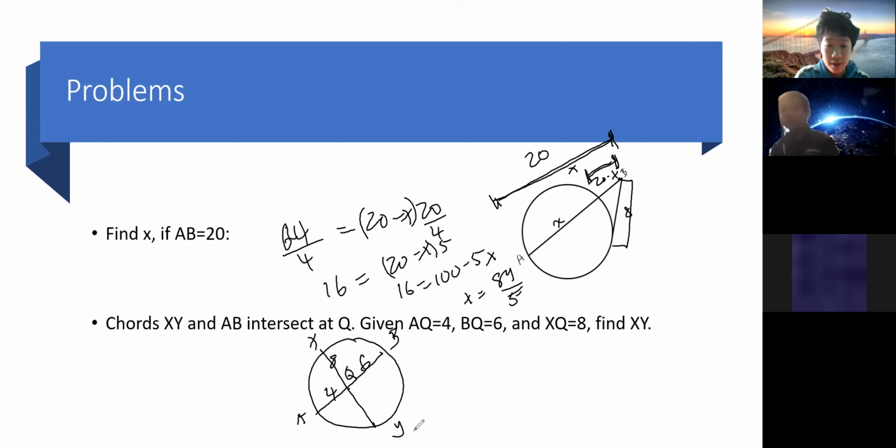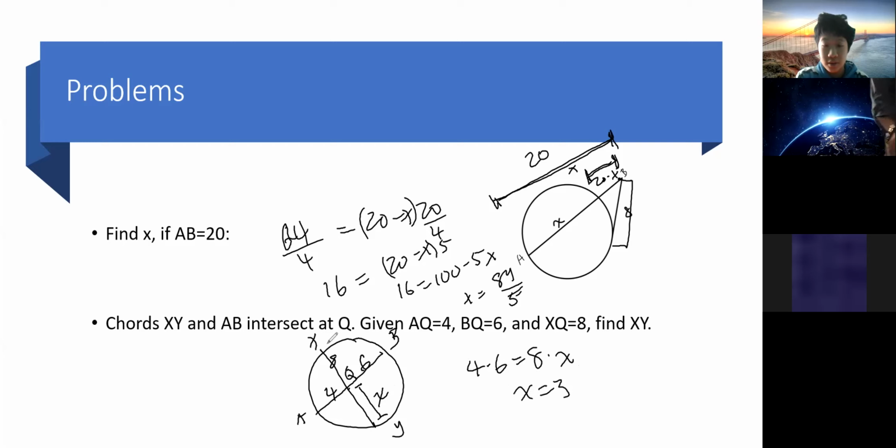So what is XY? Well, to find XY, we have to find QY, and then we just add that to 8. So what's QY? Well, we can use the power of a point formula for chords. 4 times 6 has to equal 8 times, let's say this is x, 8 times x. Okay, so x will be 3. So XY will be 8 plus 3, 11. Any questions?